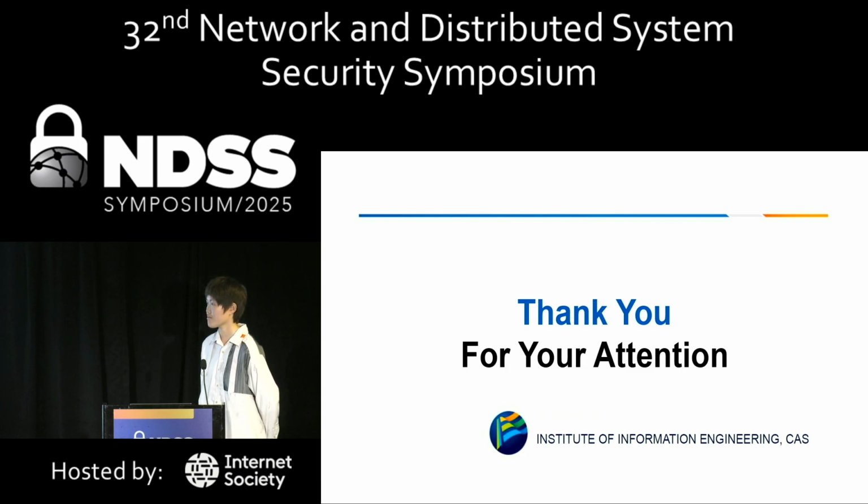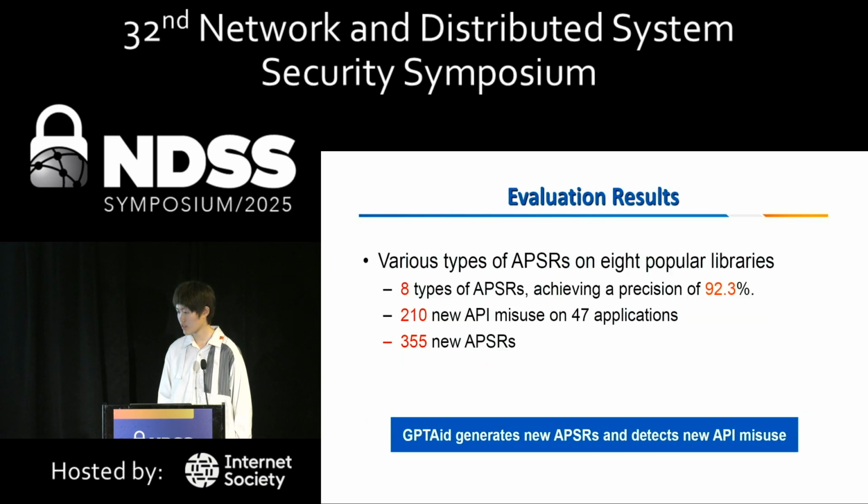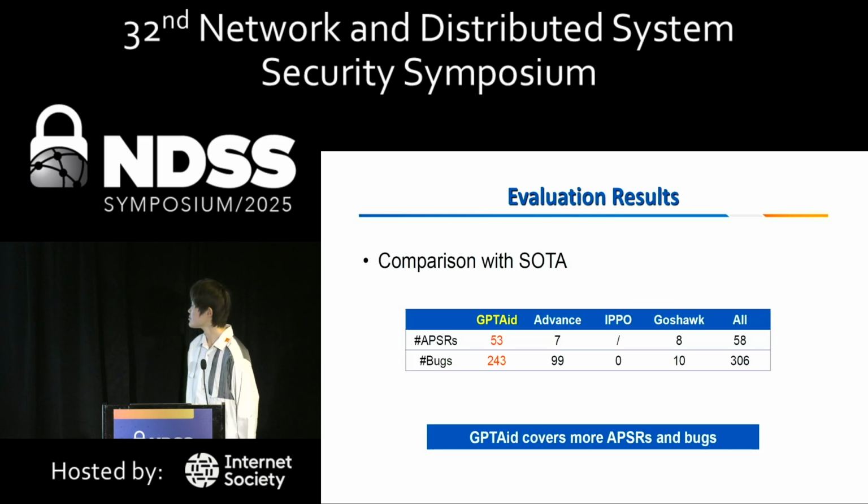Okay, so I have a first question, but please, if you want to ask a question, come to the mic. Can you go back a few slides to your comparison with other prior tools? How many of the bugs that you found here are the same as the bugs that the other tools find? Are the 99 here all in your set of 243, or are they all different, or how do they overlap?